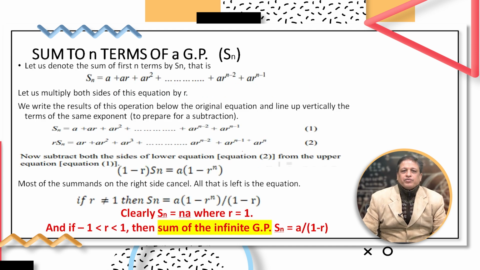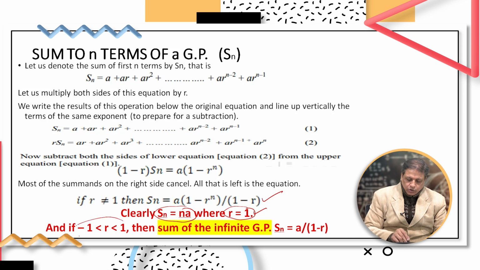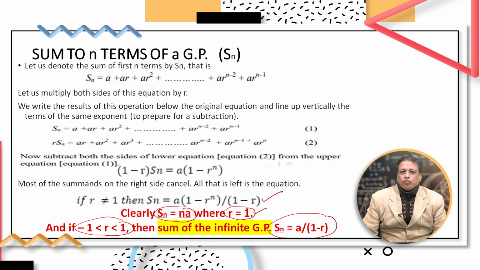Thereafter, on the same lines as in the arithmetic progression, the sum of n terms of the geometric progression is given by the expression Sn is equal to a into 1 minus r to the power n upon 1 minus r. This formula of the sum of n terms reduces to Sn is equal to na if the common ratio is 1. Apart from this, there is one more observation: if the common ratio lies in the interval minus 1 to 1, then the sum of the infinite geometric progression reduces to a upon 1 minus r.